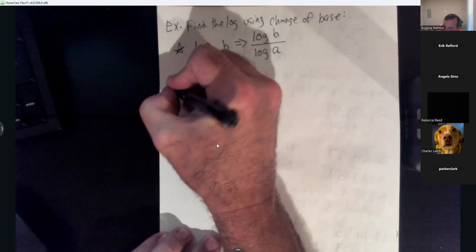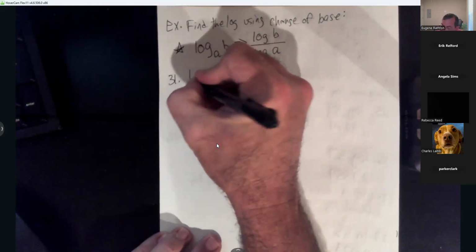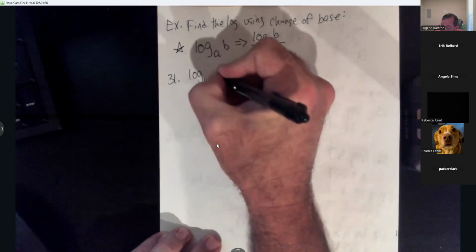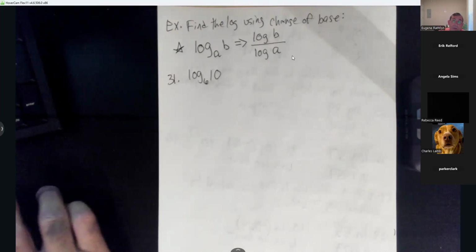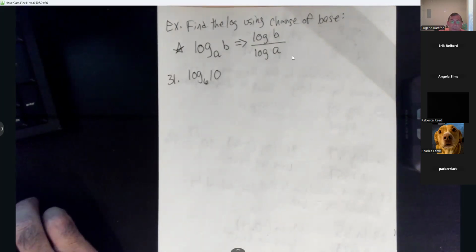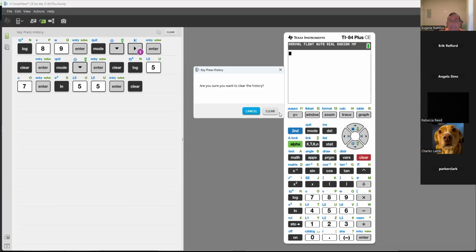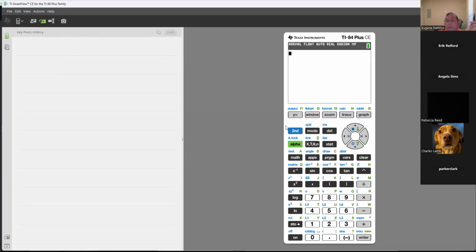So these start at 31. They want me to find a log base 6 of a 10. So I'll show you both ways so you see what I'm talking about, okay? So y'all, I'm going to clear my screen. The first way, I'm going to do the change of base. Since I got a log base 6 of 10, I would take the log of 10, close parentheses, and then divide by the log of the base, which was 6.